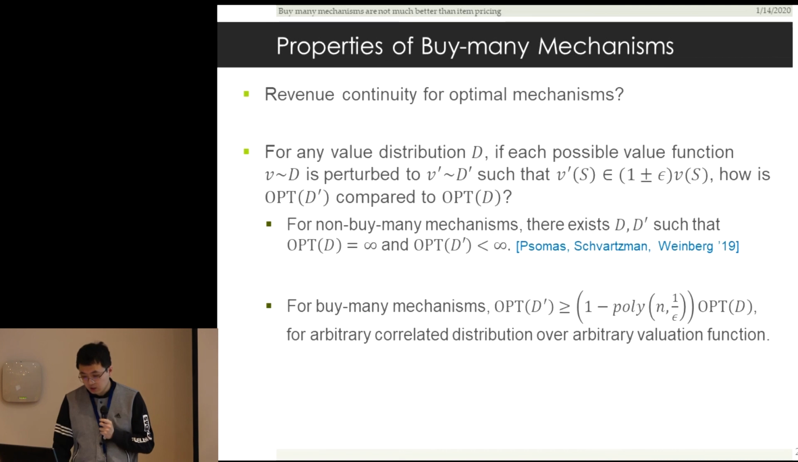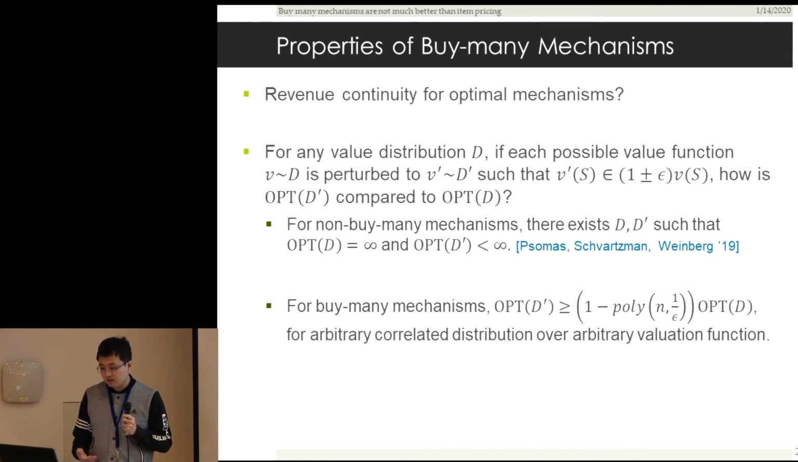So a good property for the bi-many mechanism is that this will not happen. The bi-many mechanism has a kind of revenue continuity, and it's a good property of the optimal mechanism. And this holds again for arbitrary correlated distribution over arbitrary valuation function.